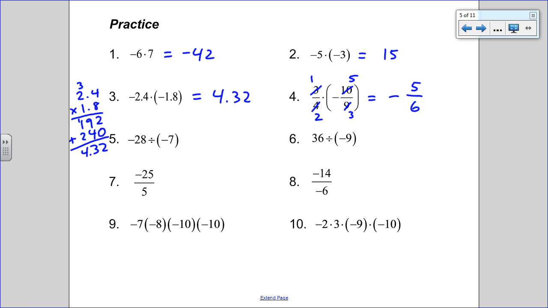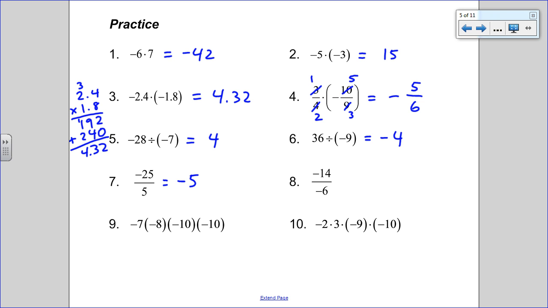Now let's do some division examples. In problem 5, we're dividing two numbers with the same sign, both negative. So our answer is positive 4. In problem 6, we're dividing a positive by a negative. Since the numbers have different signs, our answer will be negative 4. Problem 7, again, dividing two numbers of different signs, a negative divided by a positive. So we get negative 5 as our answer.